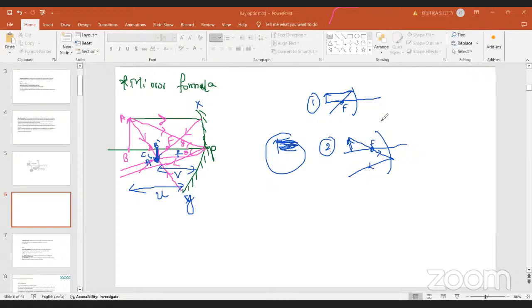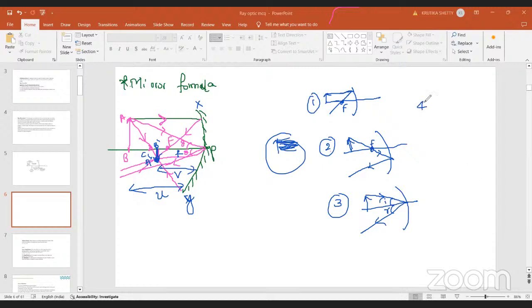So first, what did we say? The ray which is parallel to the principal axis, after reflection, passes through the focus. Second, what are we saying? The ray which is passing through the focus, after reflection, goes parallel to the principal axis. Third, the ray which is showing some angle of incidence with the principal axis, this is the incident ray. Here the object is there. After reflection, according to the law, it will go out with some angle of reflection. So this is the angle of incidence, this is the angle of reflection.